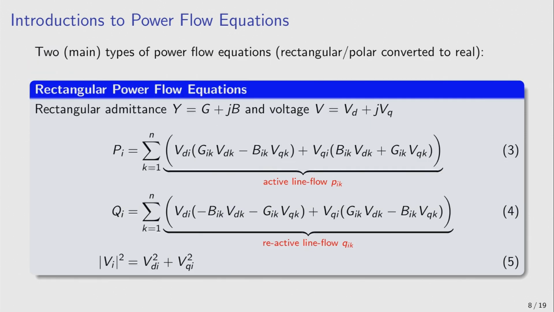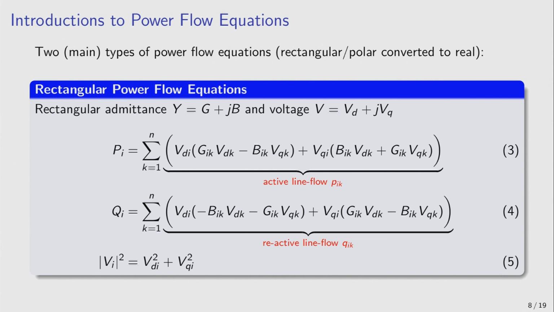Okay, so there are two main types. There's actually three types of power flow equations. You can either formulate them in rectangular or polar coordinates. So I'm going to show you both of these formulations, and so they're given here. I have a better formulation in a moment that I'll show you. That's actually a little bit nicer.